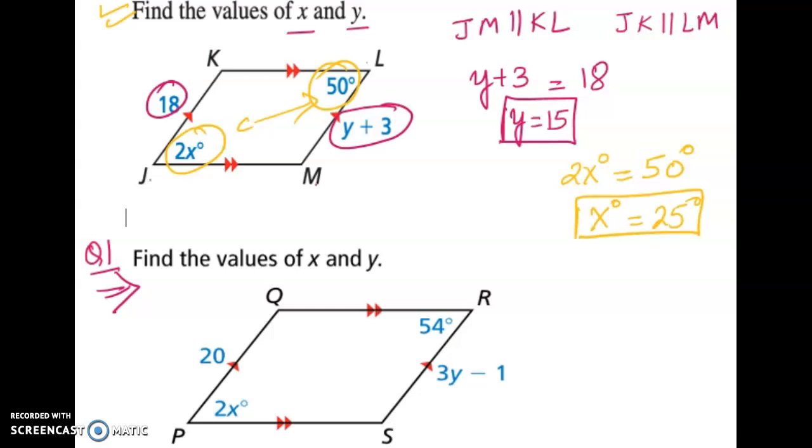And you can also cross-check it. If you plug the value of x into 2x degrees, you will get 2 times 25, which is nothing but 50 degrees. So this is also a check. Based on this question, I want you to try question number 1.